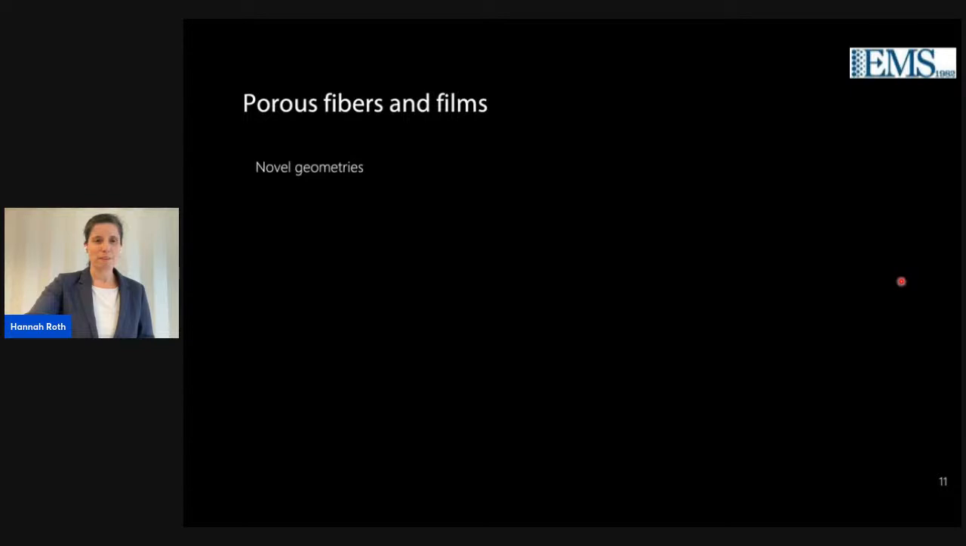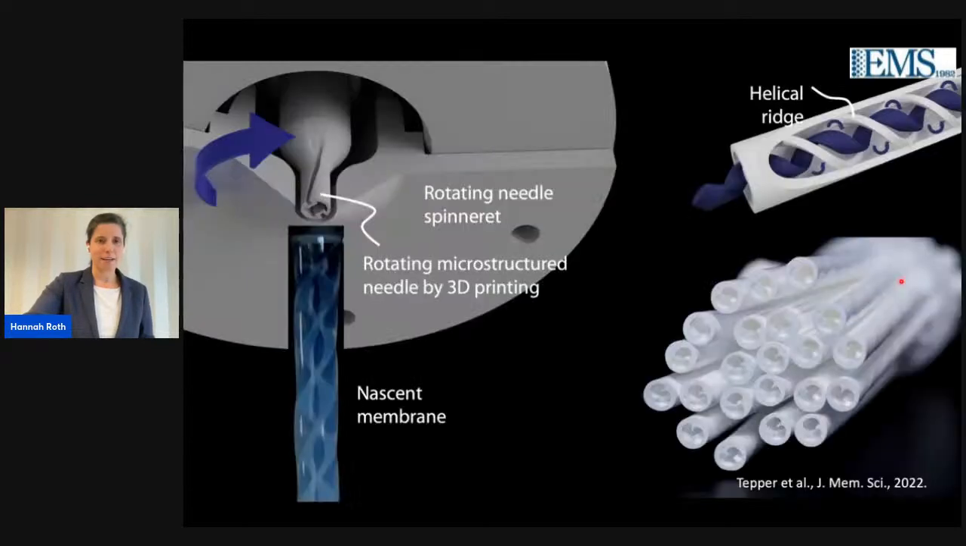But I will start with novel geometries, which was the PhD work of Mike Tepper, where by using a structured needle of the spinneret and then additionally rotating this during the spinning, you can see that this novel geometry is imprinted into the forming hollow fiber here.